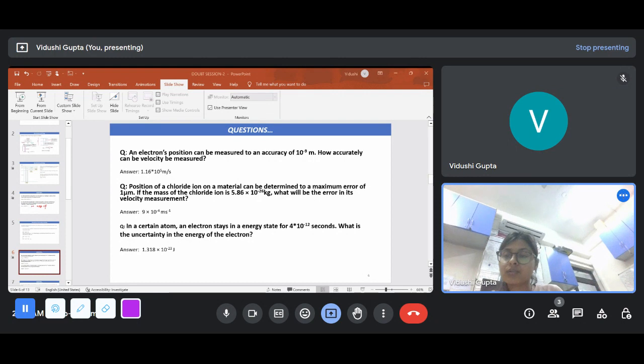Now moving to the next question. Probability density is defined as wave function, square root of wave function or square of wave function. So it will be square of wave function.